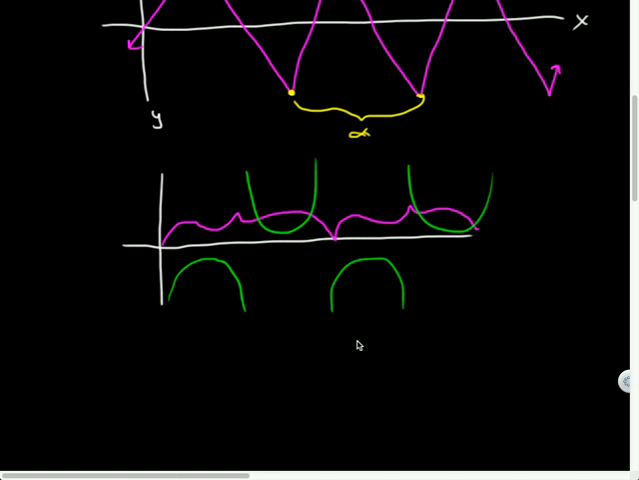This green function would be periodic. Does anyone have another idea of a periodic function? Straight line. Just a horizontal line. Would be creative, right? That would be periodic. What would the period of the straight line be? One. The smallest value would be the smallest number you could think of.